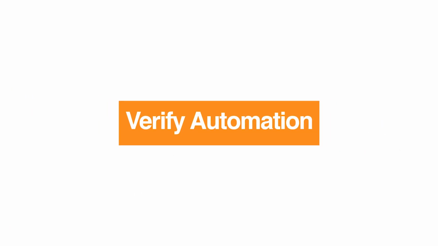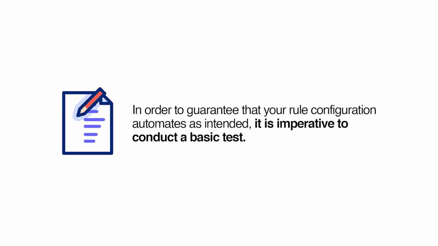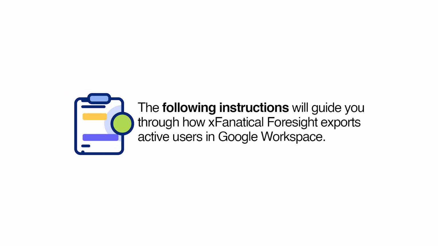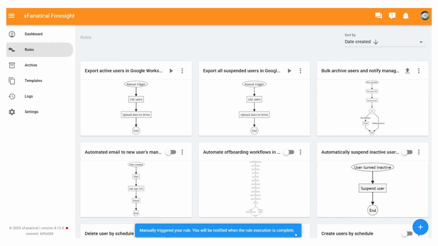Verify automation. In order to guarantee that your rule configuration automates as intended, it is imperative to conduct a basic test. The following instructions will guide you through how xFanatical Foresight exports active users in Google Workspace. Go back to xFanatical Foresight. Click on the play button of the Export Active Users in Google Workspace rule.